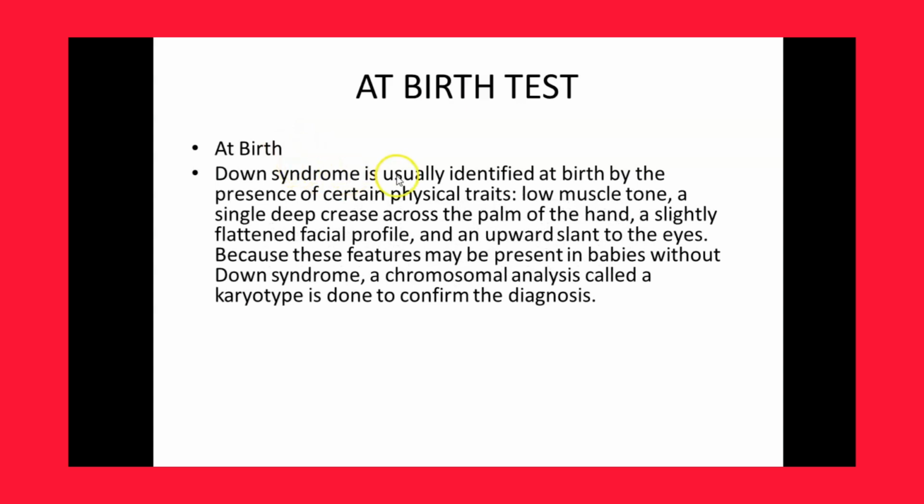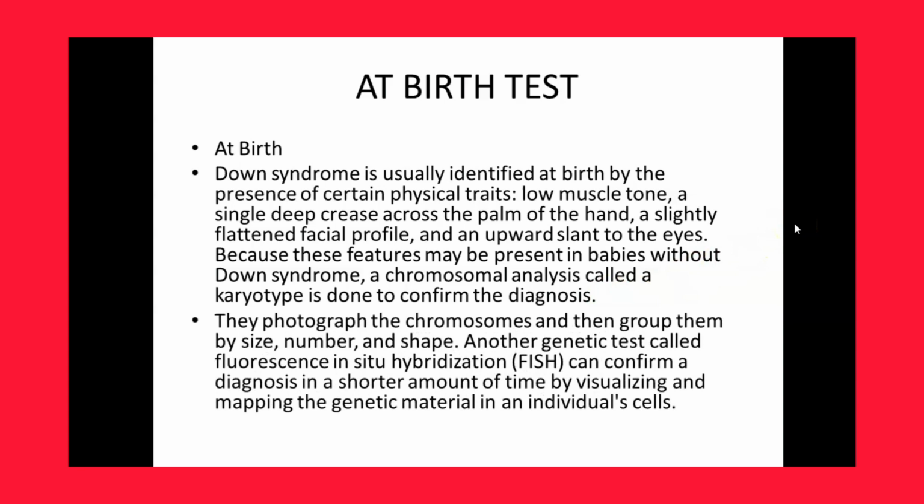The baby is contained inside the uterus. At birth, Down syndrome is usually identified by the presence of certain physical traits: low muscle tone, a single deep crease across the palm of the hand, a slightly flattened facial profile, and an upward slant to the eyes. Because these features may be present in babies without Down syndrome, a chromosomal analysis called a karyotype is done. They photograph the chromosomes and then group them by size, number, and shape.